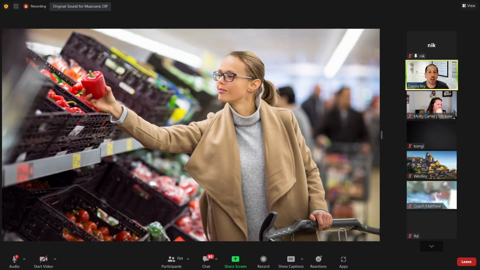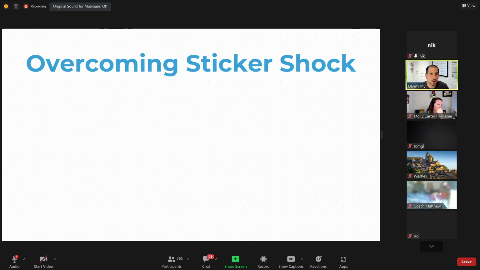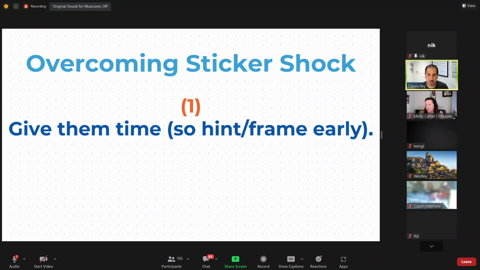So how do you overcome sticker shock? Well, there are a couple things you want to do. First, give them time to get used to the idea, right? So hint and frame early. Some of you will have noticed how I've been mentioning my ACES Business Acceleration Program, and I've been telling you what it costs. So eventually, when I talk about how I can help you move forward, you're like, okay, I get it. I know what kind of category of price we're talking about. So give them time to get used to the idea.